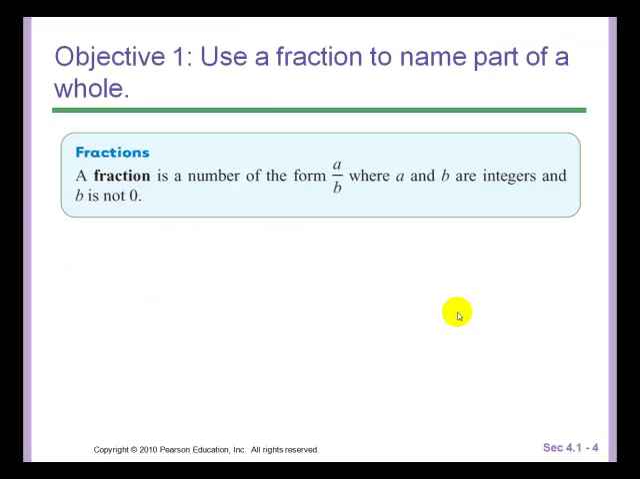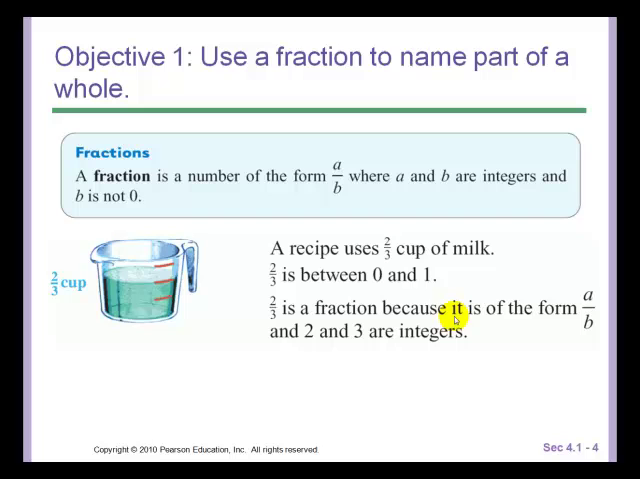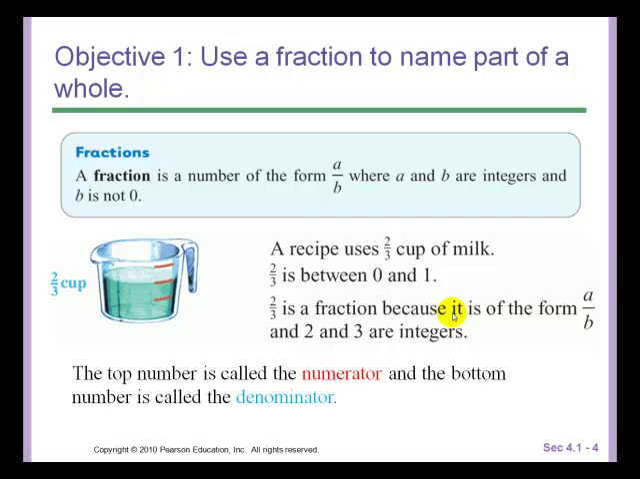A fraction is a number of the form a over b, where a and b are integers and b is not 0. Here is an example of a fraction. A recipe uses 2/3 cups of milk. 2/3 is between 0 and 1. We need fractions because there are many cases where a whole number is not sufficient. In this case, if you were baking, 1 cup of milk would be too much, but you can't leave the milk out altogether. Therefore, you need 2/3 of a cup, which is between 0 and 1. 2/3 is a fraction because it is of the form a over b, and 2 and 3 are integers. The top number in a fraction is called the numerator, and the bottom number is called the denominator.